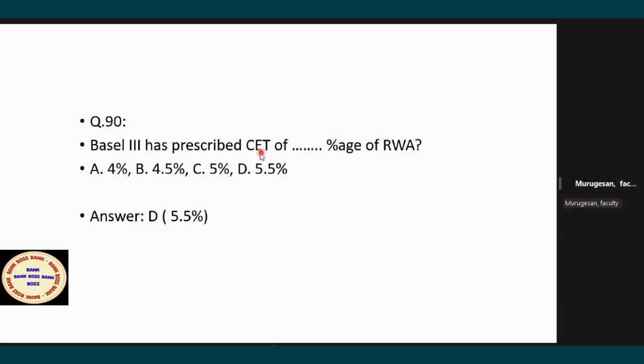Now additional tier 1. The CET, apart from additional tier 1, they call it 81. The CET should be 5.5. Additional tier 1 should be 1.5. So it will become 7. Tier 2 will be 2, so 9. Then CCB will be minimum 2.5. So 11.5 is the minimum capital all banks are expected to achieve as on 31/3/2019.